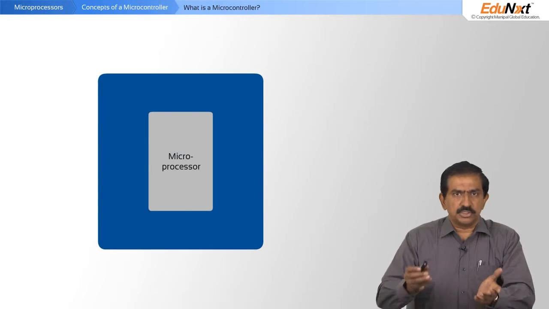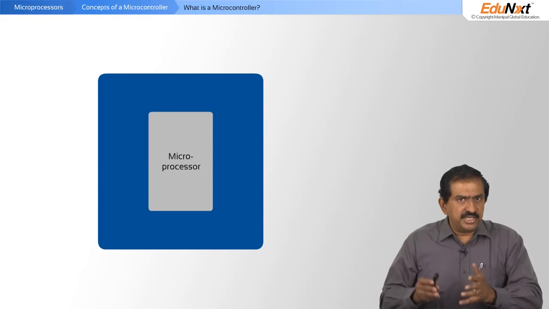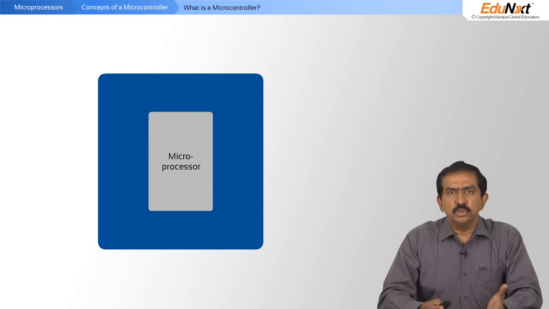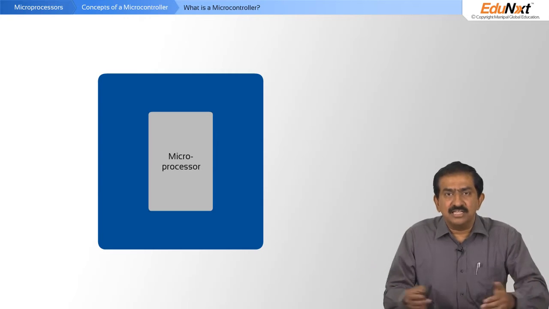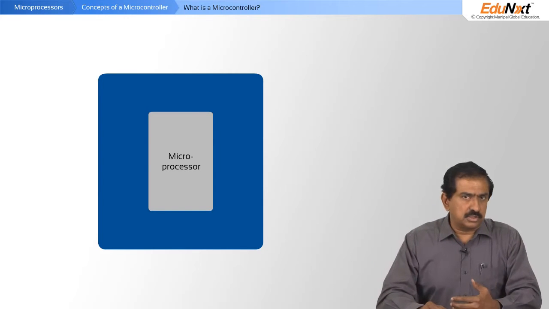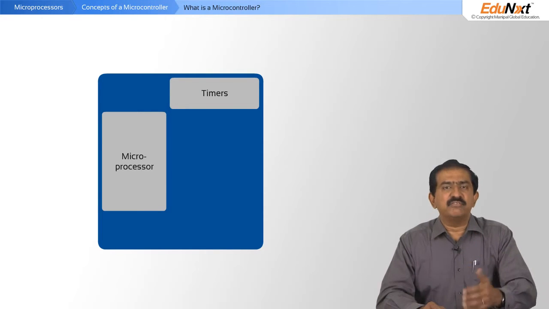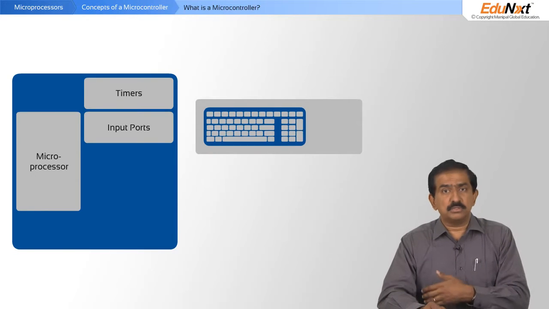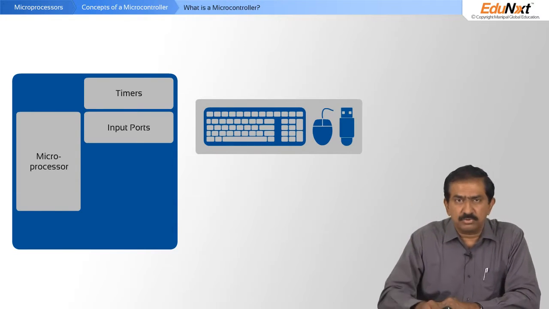We know what a microprocessor is, right? And a microprocessor, as we indicated, on its own is not of much use to a human being. I mean, it just consumes power. It really does not do anything else. So to a microprocessor, you need to have timers. You want to calculate timing and issues like this, you need to have external timers. You need to have input ports. You want to connect a keyboard to a processor, you want to connect a mouse to a processor, you want to connect a USB clicker to a processor, stuff like this.